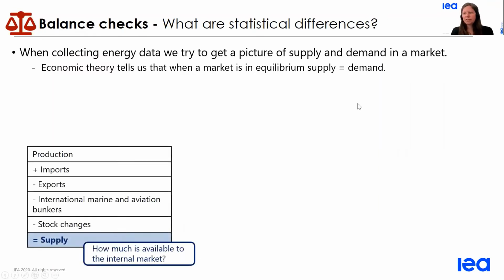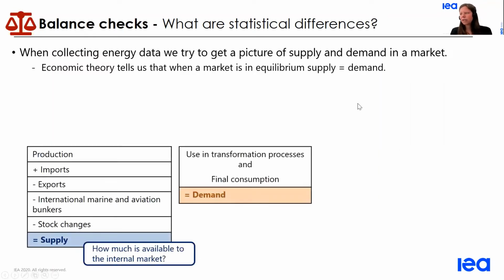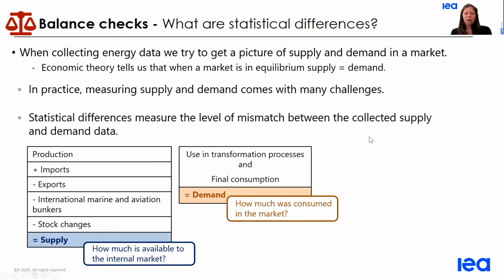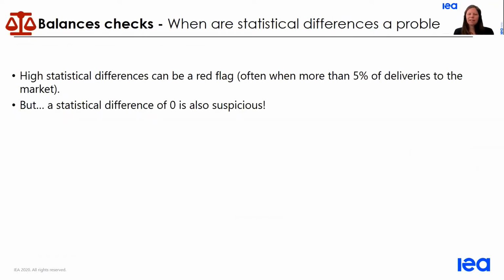The supply is how much is available to the internal market, the demand is how much was consumed in the market. The problem in practice is that measuring supply and demand comes with many challenges, and we often have different sources of data for the supply and the demand side. And the statistical difference basically measures the level of mismatch between the collected supply and demand data. If it is very high, it can be a red flag, often when it's more than 5 to 10% of the deliveries to the market.